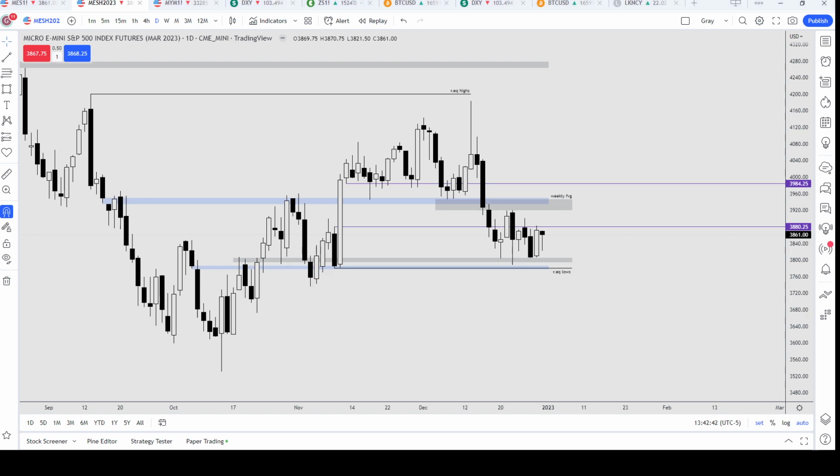Let's just double check. Yep, and we do have a news driver at 10. So 9:30 to 10:30 could set up a nice trade entry. And the direction I'm thinking would be down. I'm targeting these relative equal lows for the next week.